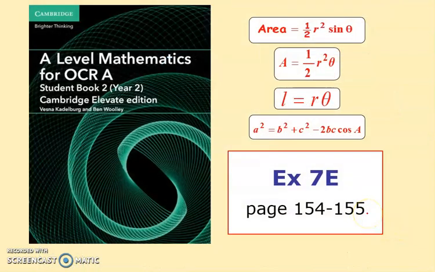So you were meant to do exercise 7E now. 7E, from memory, the hardest bits are the ones where you've got those two circles combined. The rest of it should be fairly straightforward. And any problems, let me know.